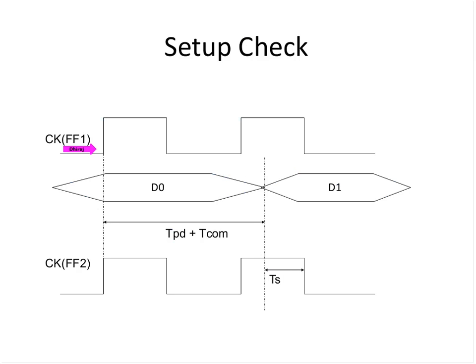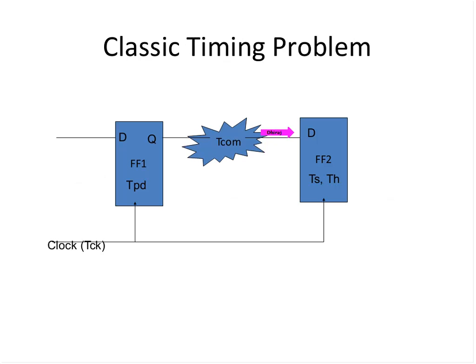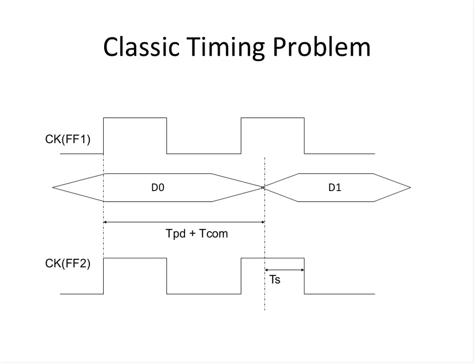It will launch D0, and after the delay TPD plus TCOM, sorry, it will launch D1, not D0. D0 is the old data, D1 is the new data. So after TPD plus TCOM, D1 will start reflecting at D. At the data pin of FF2, flip flop 1 will launch new data D1. After TPD and TCOM, data will appear at D of FF2.